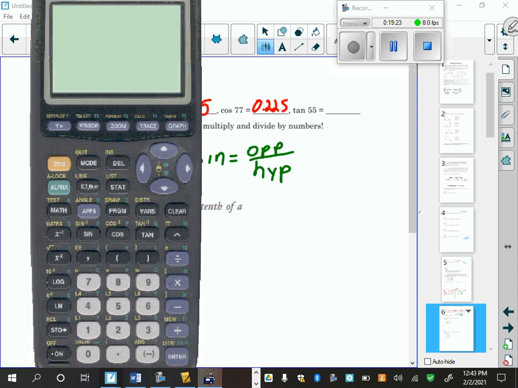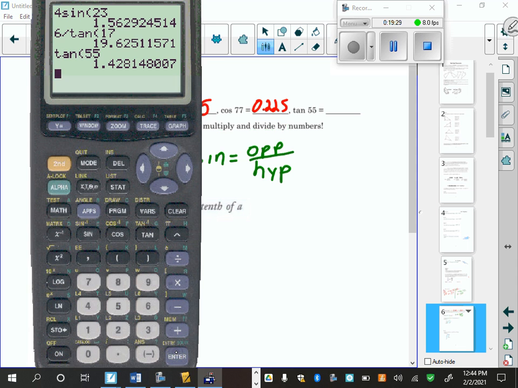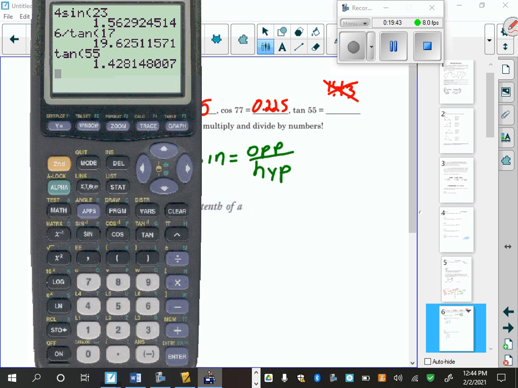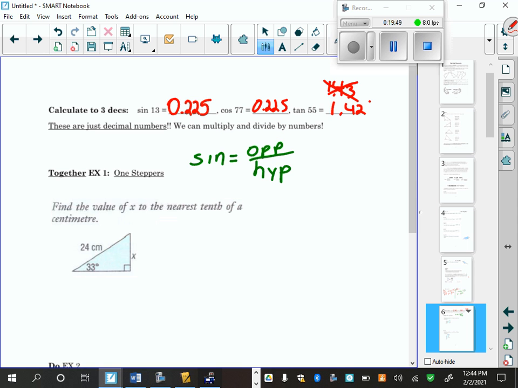So tan 55, you press tan 55, and you might be tempted to put 1.43, but that's wrong because that's not 3 decimals, that's 2 decimals. The 1 doesn't count as a decimal. It's only the numbers after the decimal. Okay, so if we look at this, it's either 1.428 or 1.429. And what is it? 428.